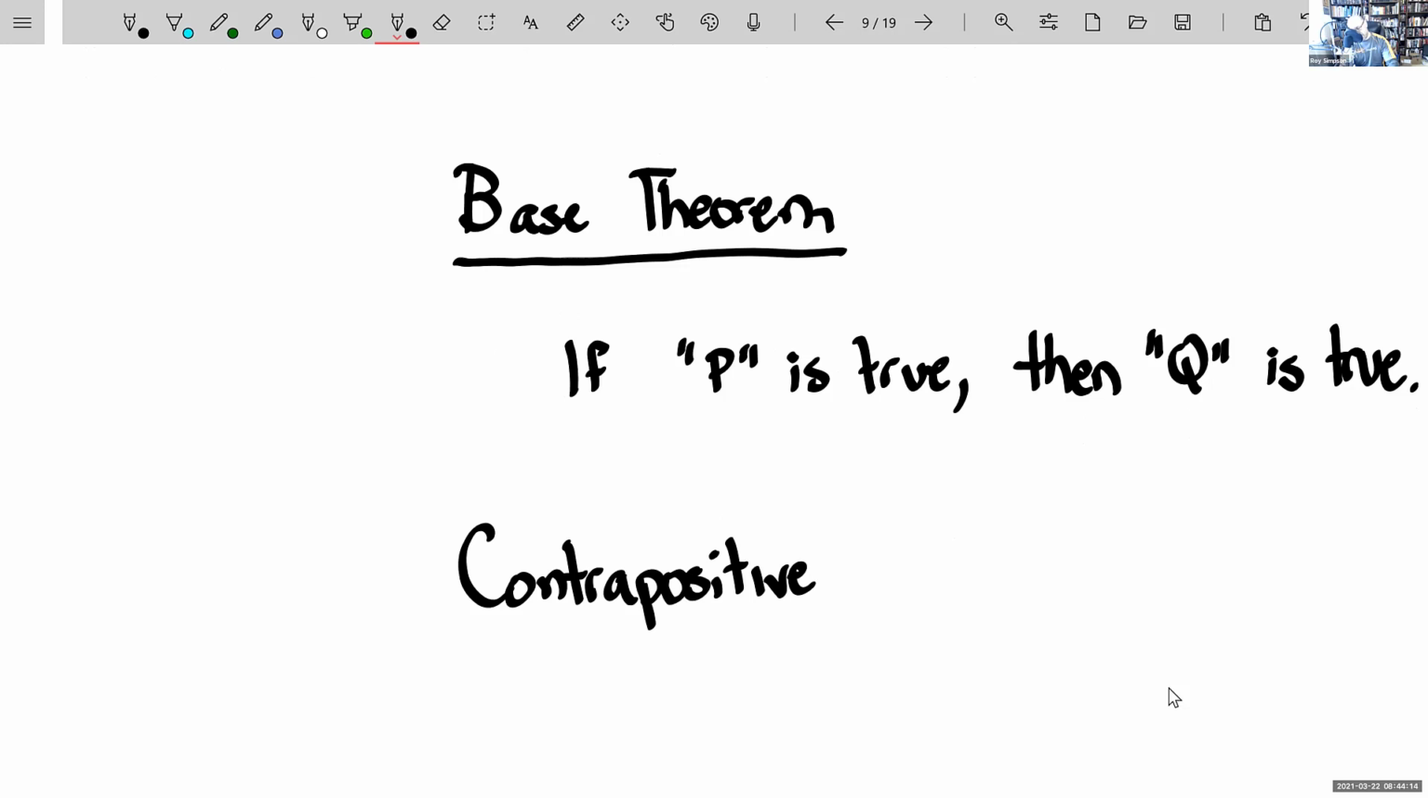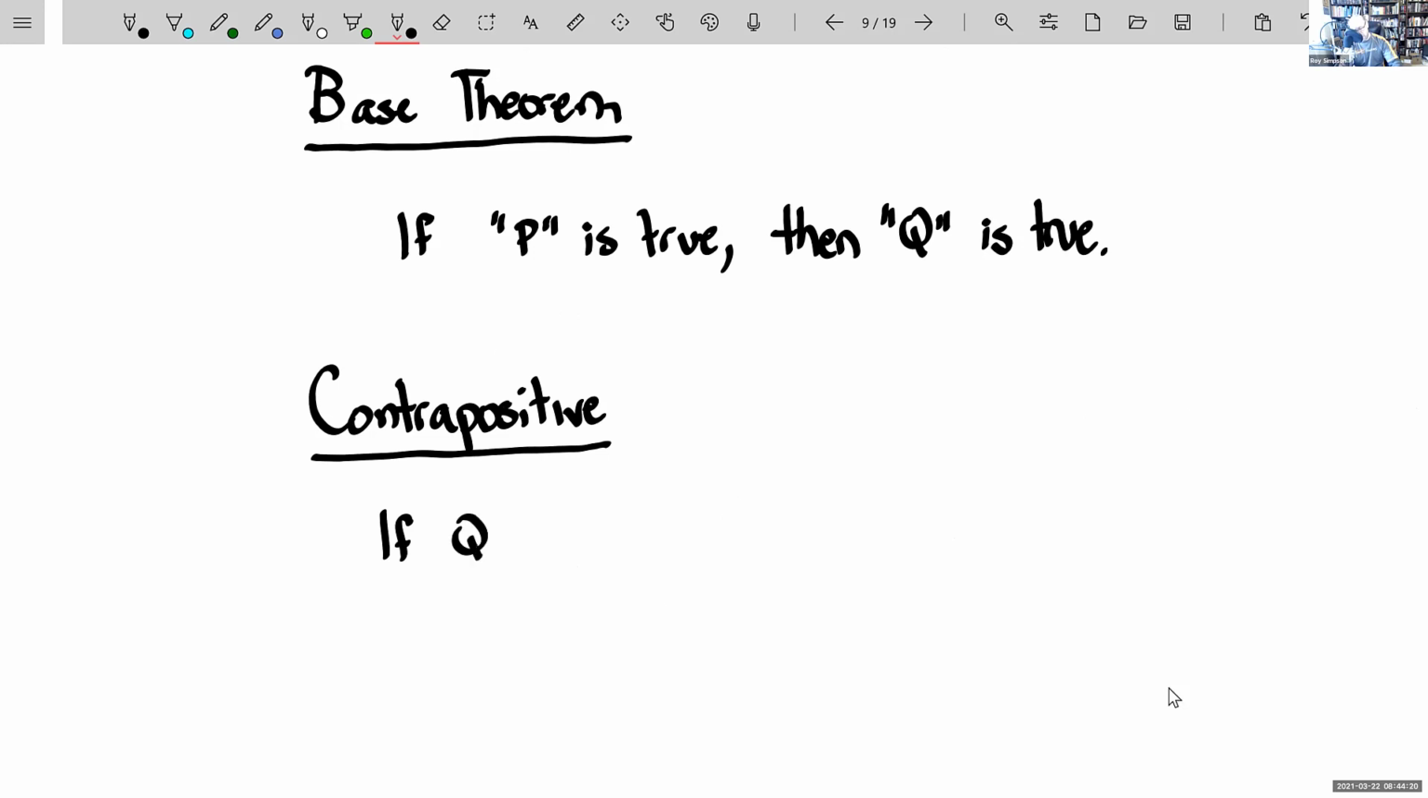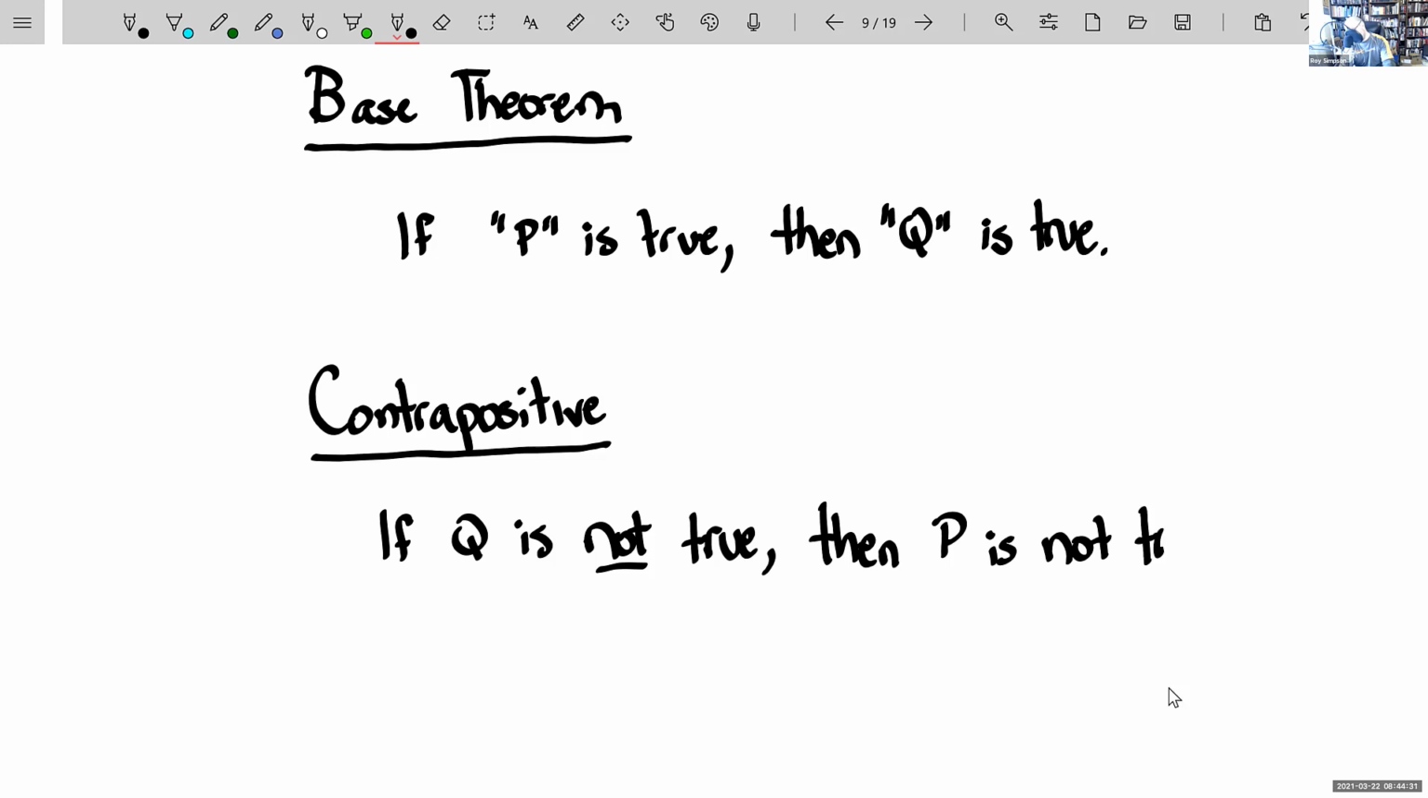Again, if the base theorem holds, then the contrapositive has to hold. And here's the contrapositive: if Q is not true, then P is not true. Every theorem that you've ever encountered in mathematics is actually two theorems. It's the first one that they told you, and the second one, which is the contrapositive.